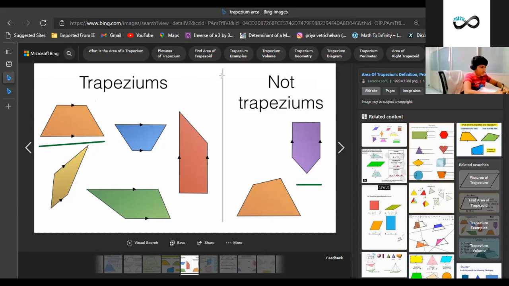Which one? This one is for not trapezium. Can you see it? The purple one is for not trapezium.